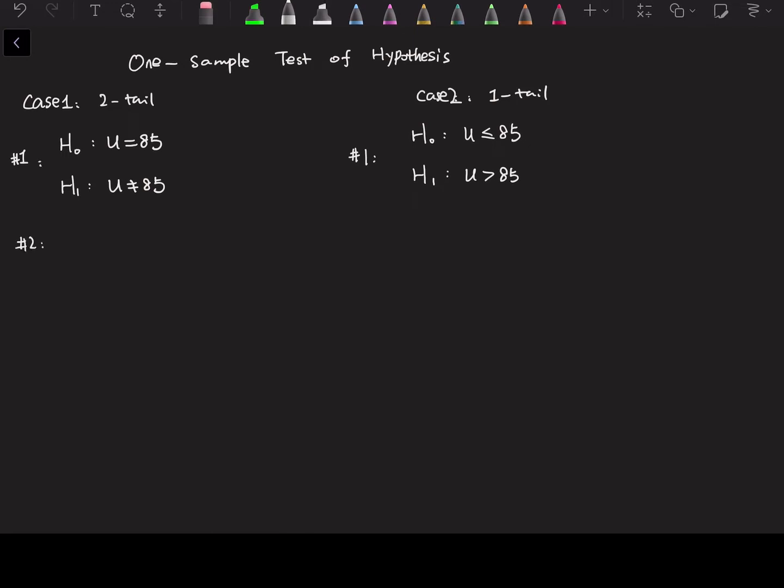Step number 2 is you should specify the level of significance. In episode part 1 and part 2, I talked about significance level. I suppose here, by default in social science, the significance level, or level of significance, or the probability of committing type 1 error is 5%. So here, step number 2, 5%.